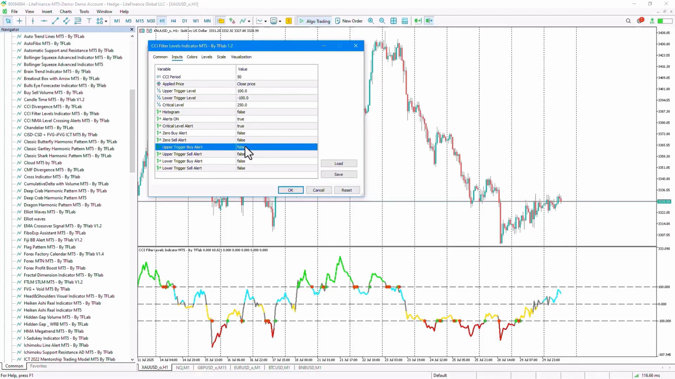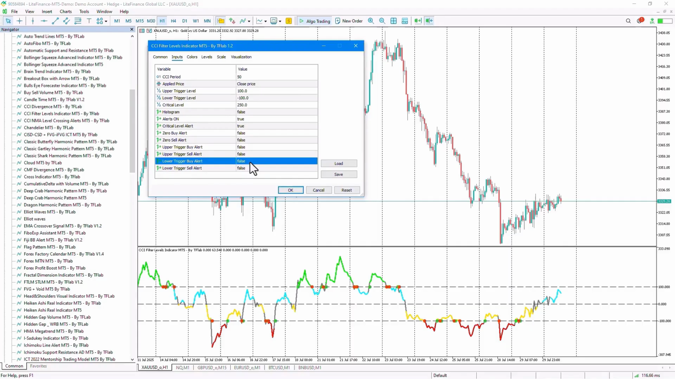And in the next section, we can set it so that when the oscillator line enters the positive trigger level, an alert is triggered for us, along with a signal, which is considered a buy signal. When the oscillator line exits the positive trigger level, a signal is generated for us along with an alert, and we can enable or disable this status.